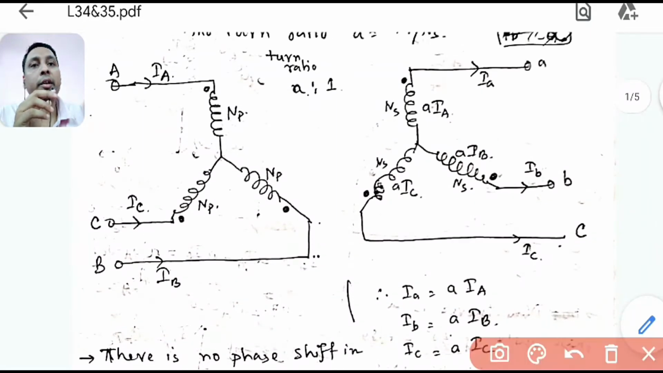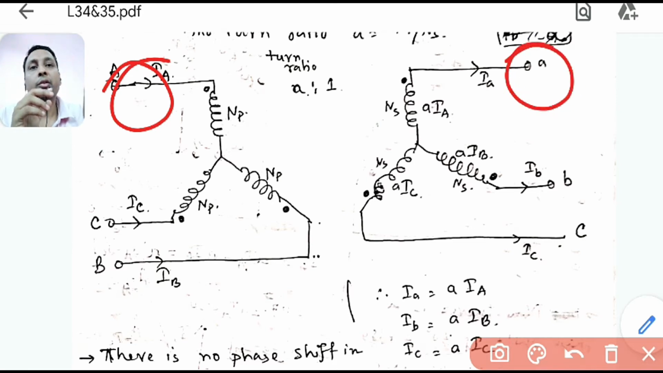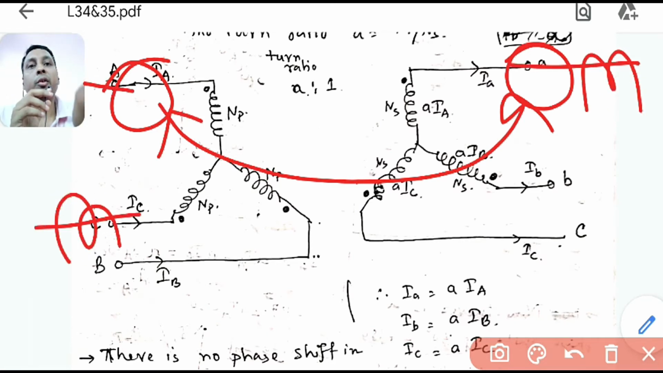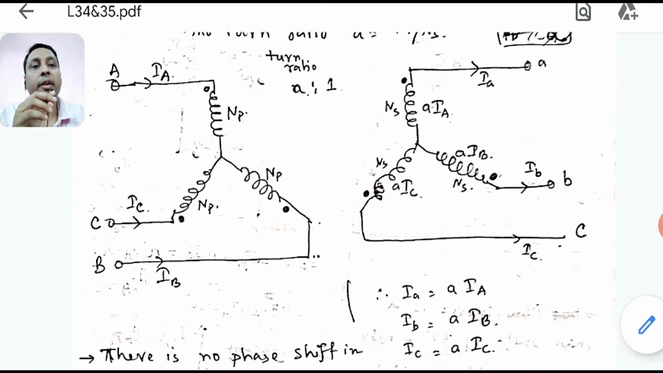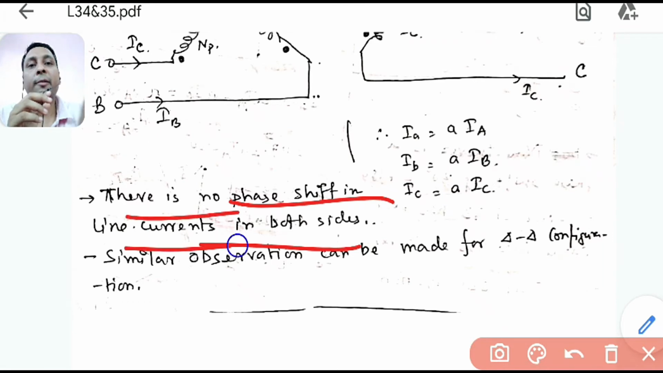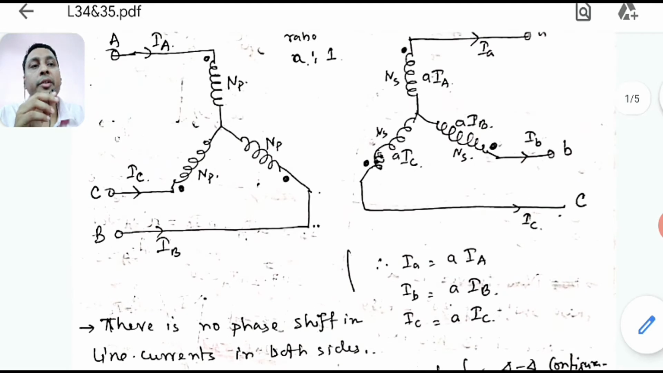My CT will be sensing this current, and here also I will connect my CT. So it will be sensing these line currents only, not the current inside the winding. That we have to think about. But here it is the same, because it is connected in star. So between these two currents there is no phase shift. No phase shift means the line currents on both sides are in the same phase, that is, no angle difference. Only the magnitude will differ because of your turn ratio.